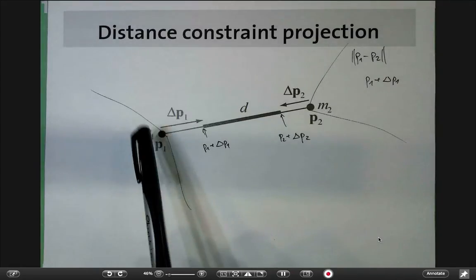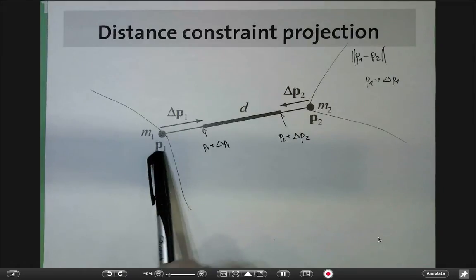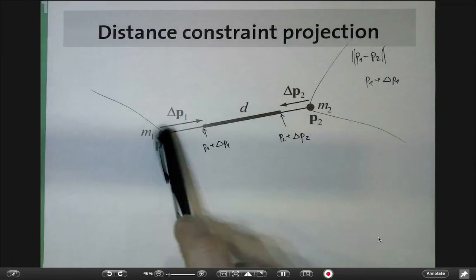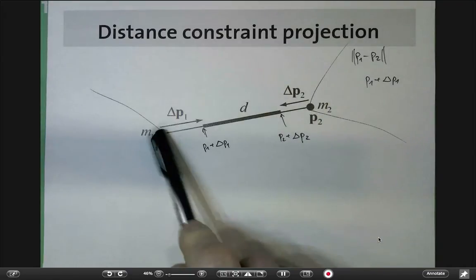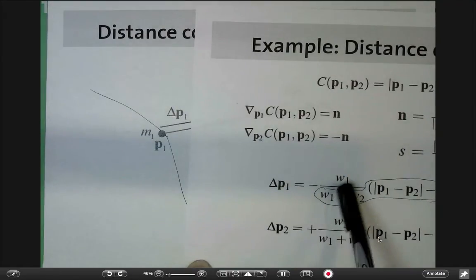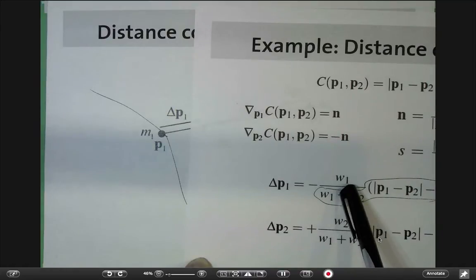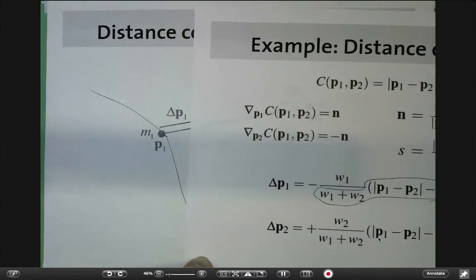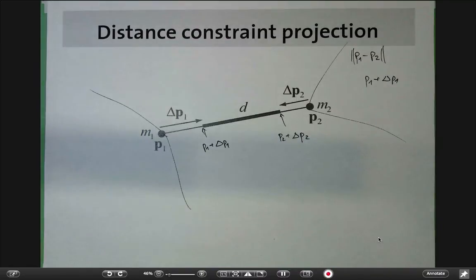And of course, if one of them has high mass, so for example, if p1 has large mass, it's a heavy particle, and this is a light particle. If m1 is large, that means that w1 is going to be small, and that means that delta p1 is going to be small, right? So intuitively, the large guy is not going to move a lot, and the lighter guy is going to take all the motion. Which sort of makes sense, right? So that's the distance constraint, which is really the key constraint in PBD. All these results we were looking at were using the distance constraint.